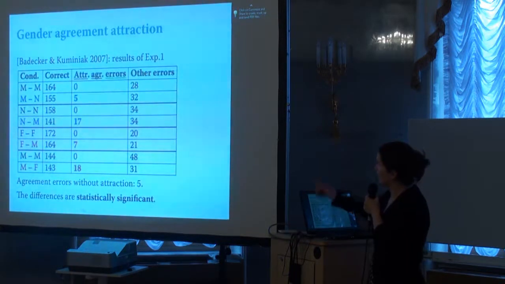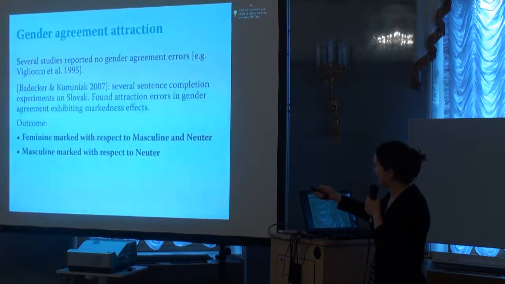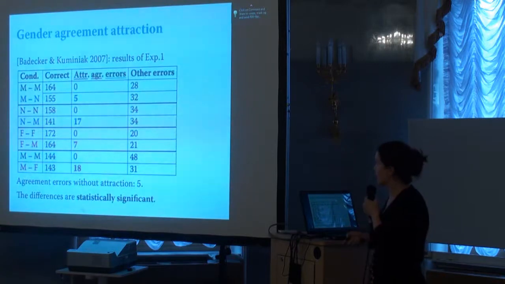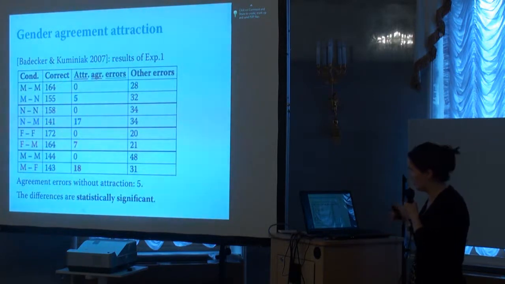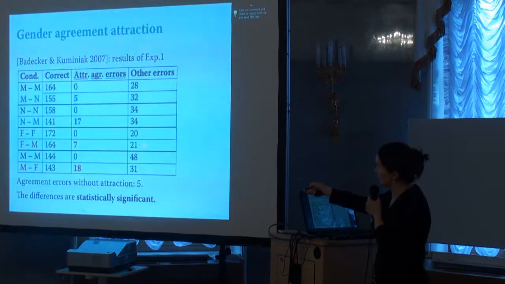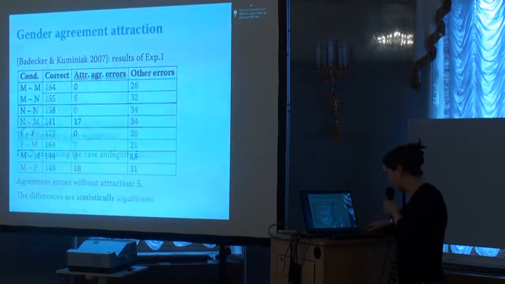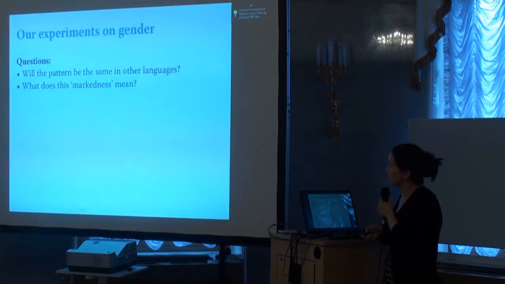Here are the numbers from Badeker and Kuminyak's experiment, but actually I already gave you their conclusions. They showed that if you compare masculine and neuter, you get more mistakes with masculine attractors, and if you compare feminine and masculine, you get more mistakes with feminine attractors. And in the third experiment, they also directly compared feminine and neuter. As you can see, there is a considerable number of these attraction errors, and agreement errors without attraction also occurred in the experiment, but there were just 5 of them. And all these differences are statistically significant. This is their other experiment.